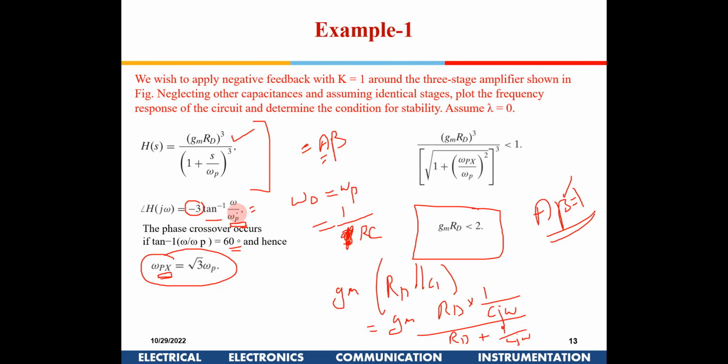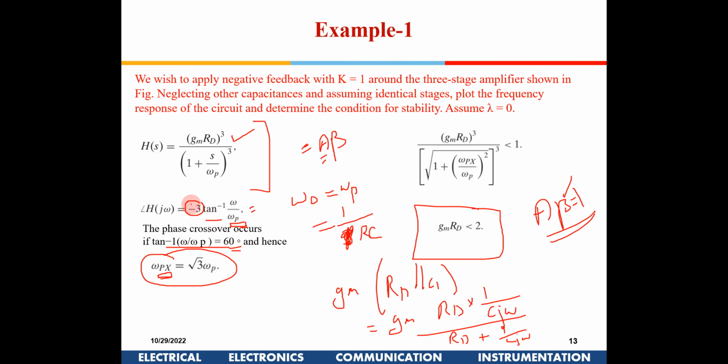This is 180. This entire thing is minus 180. Right? So tan inverse omega by omega p will be 60, right? And tan 60 is what? Root 3, right? Then where does that 3 go? From 180, that 3 has got divided and we reach 60, right?